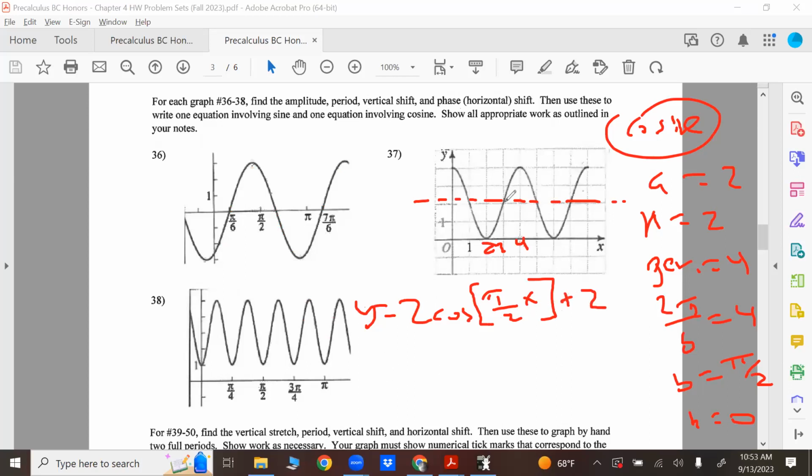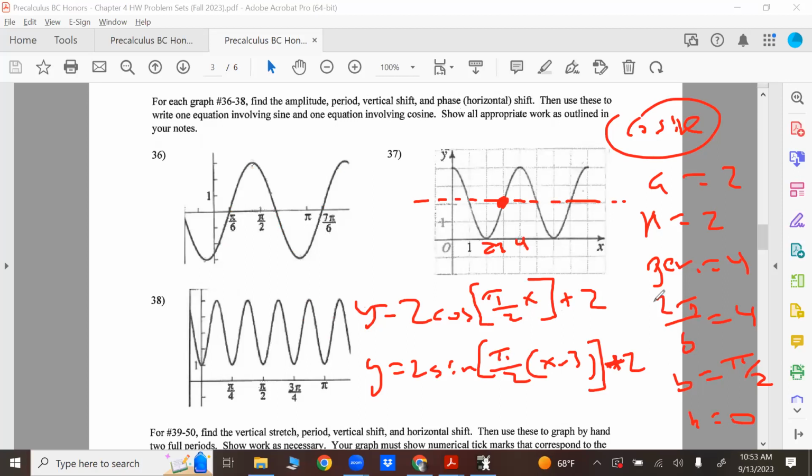And then sine, let's say I start the sine over here. So y equals 2 sine, bracket pi over 2, and then I'm going to put inside the parentheses, x minus 3, bracket plus 2. Yeah, so there you go.